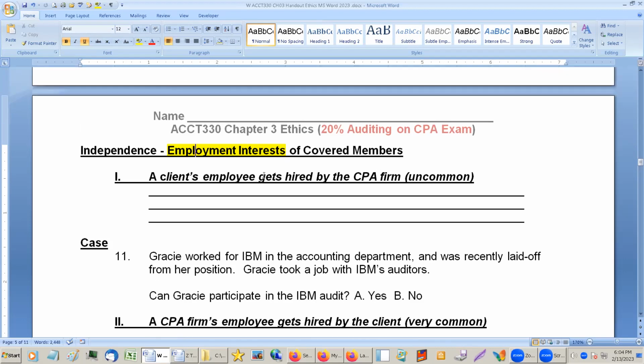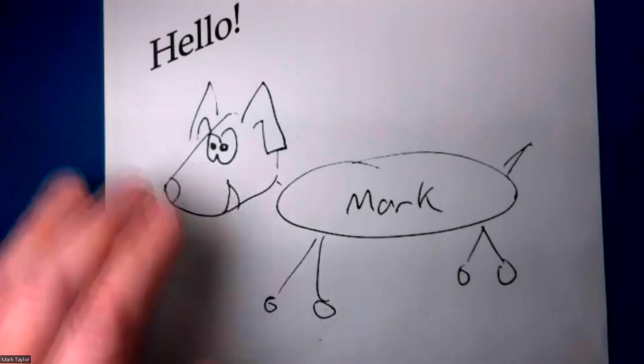Let me switch cameras here. Dougie, let's go to the Dougie cam.